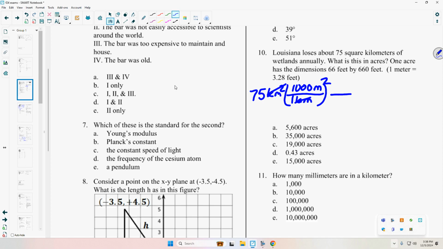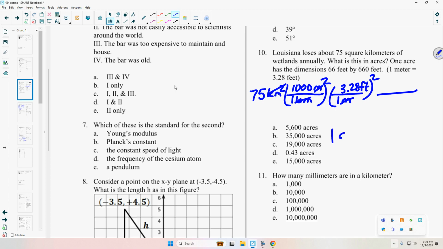Next, I want to convert my meters to feet. 1 meter is 3.28 feet. But again, I have to square this too. So I cancel this meters with that meters, because they're both squared. And then finally, I need to convert from feet to acres, or square feet to acres.